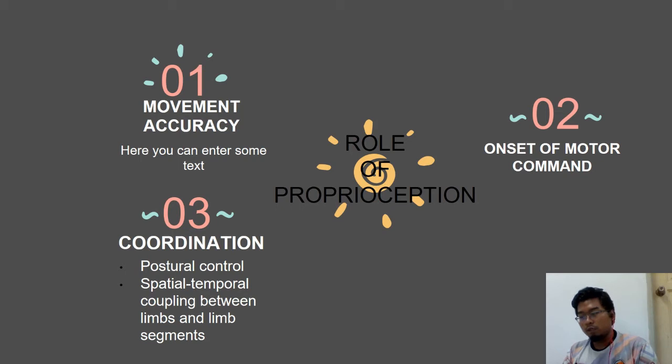Okay, the third one is coordination control. So proprioception plays a role in postural control, which provides essential information to the CNS to enable a person to control upright stance posture in different body-aware situations, and spatial temporal coupling between limbs and limb segments, which is when performing bimanual coordination tasks, influences the coupling between two limb segments of the same limb, such as the upper arm and forearm.